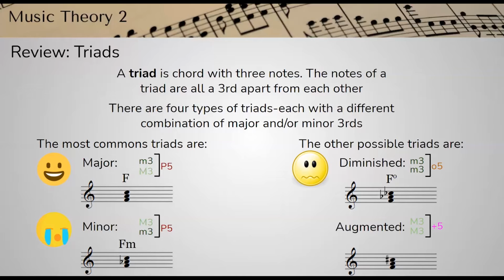And we get this really spaced out, weird sound, which is pretty unusual. We don't hear that a lot. And we use a little plus to say that this is slightly bigger than it should be. It is augmented. Okay, so those are the 4 most common kinds of triads.